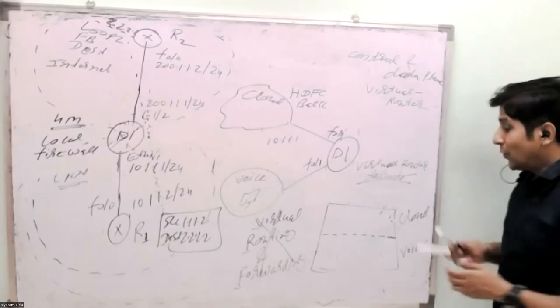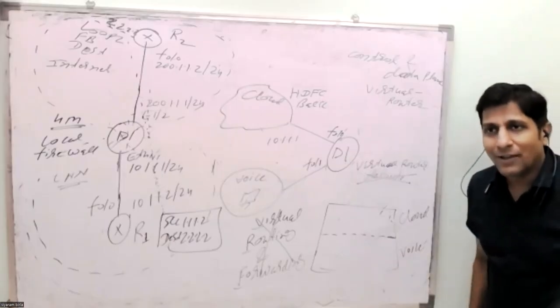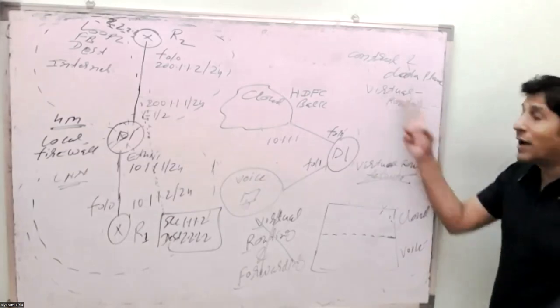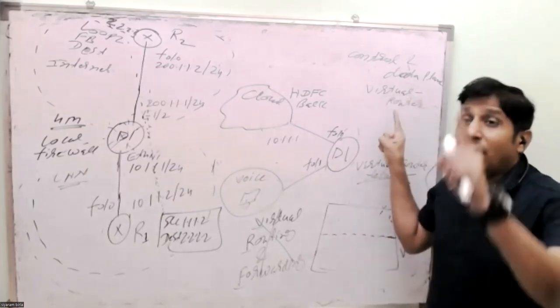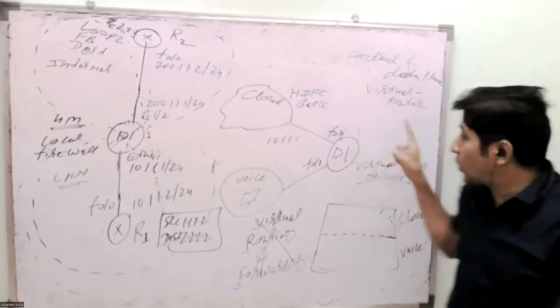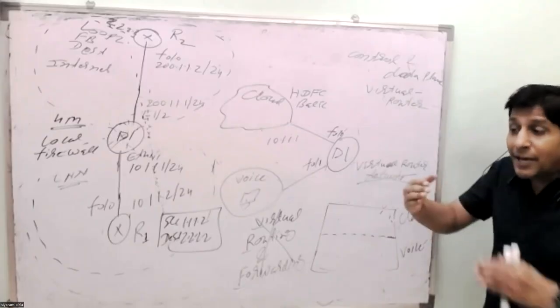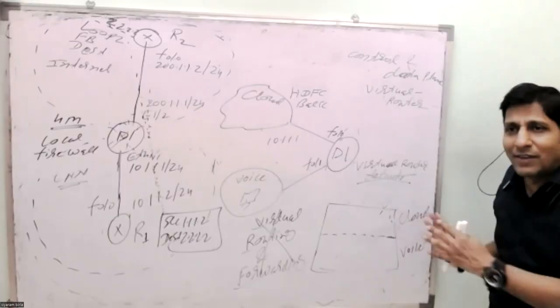So we are creating two routing tables here. The firewall routing table is called a virtual router. The firewall's default routing table is called default. And I'm creating a cloud and a voice, whatever name I give.